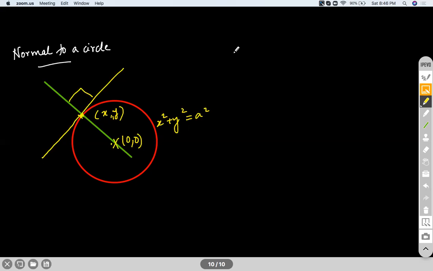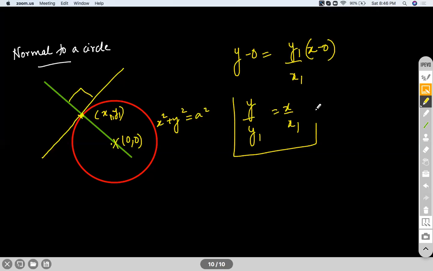Correct. So now you have been given 2 points x1, y1 and 0, 0. What is the equation of the line through it? Slope will be what? So it will be y minus y1 upon x minus x1. Or take it 0. Why you want to take y1? Okay. So your answer will be y by y1 is equal to x by x1. Done. Just remember one fact: in case of a circle, the normal at any point will pass through the center of the circle.